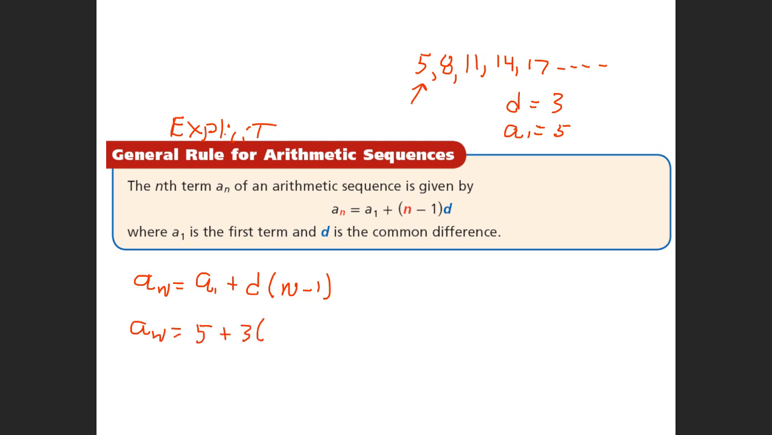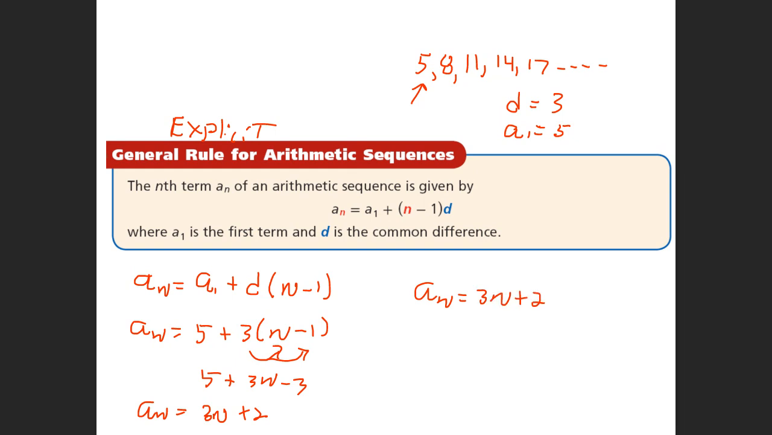So now in order to write an equation, it would be a sub n is equal to 5 plus 3 times (n minus 1). Now, I can't leave parentheses, so I'm going to multiply through here. So that would give me 3n minus 3. I still have that 5 there. So my formula is going to be 3n plus 2, because I just did the 5 minus 3, which gives me 2. So a sub n is equal to 3n plus 2.